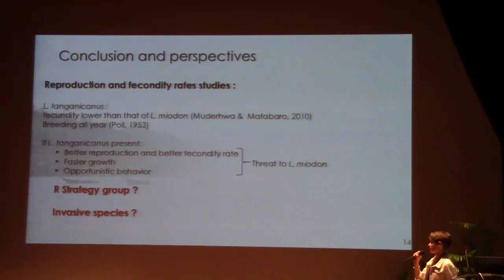If Lamprichthys presents better reproduction, a faster growth, and an opportunistic behavior, measures may be taken to preserve Limnotrissa, a species with a social issue.